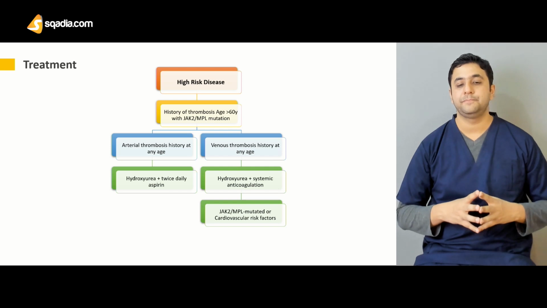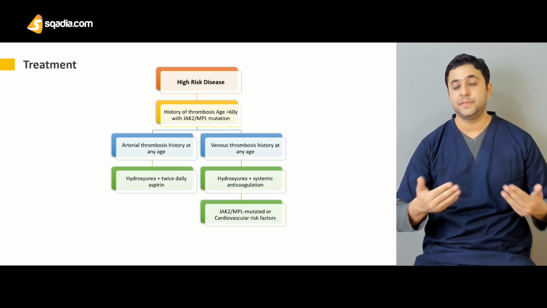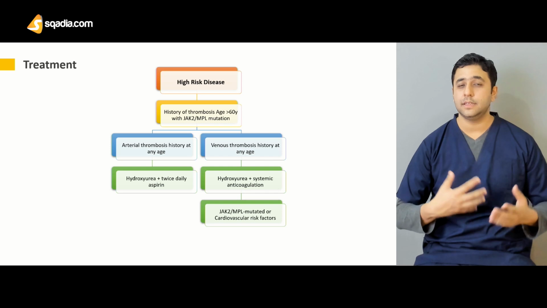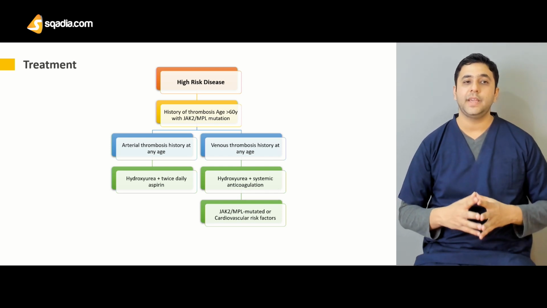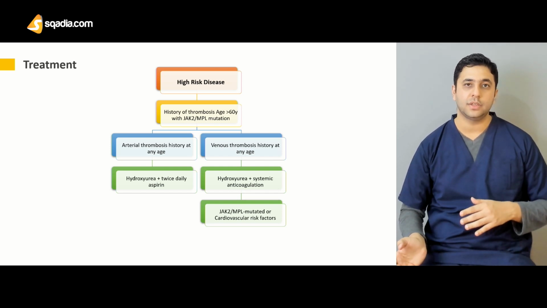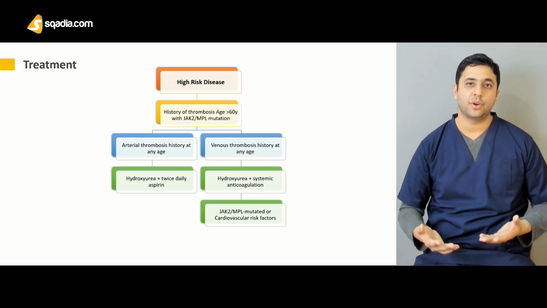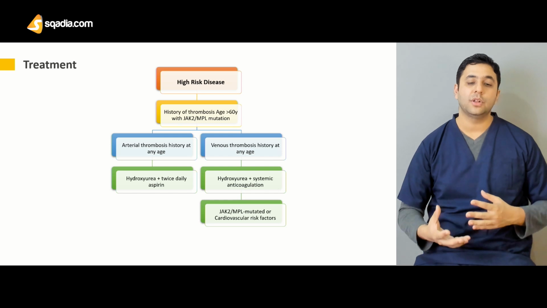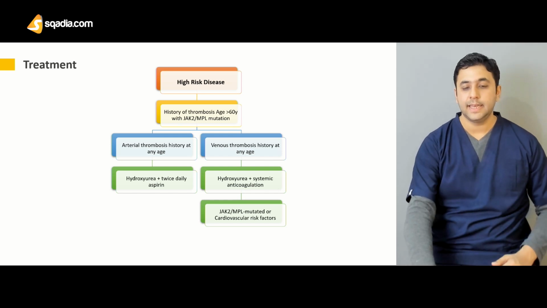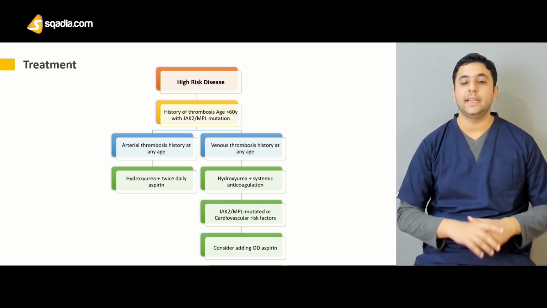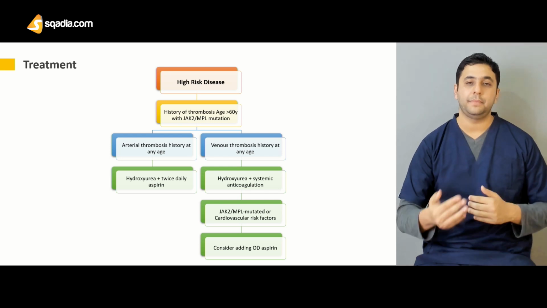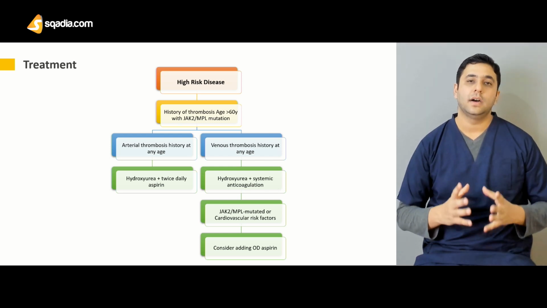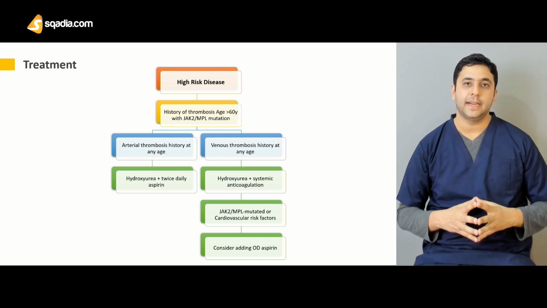The above discussion was for the patients who do not have any positive risk factors. If we have a mutation of JAK2 or MPL, a history of thrombosis, and the elder population on top of it, and if we also have a cardiovascular risk factor, then it is very important to consider adding once daily aspirin to these patients along with the hydroxyurea and systemic anticoagulation.